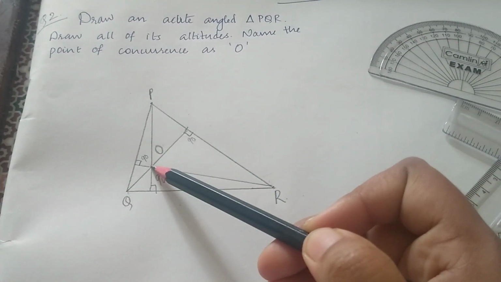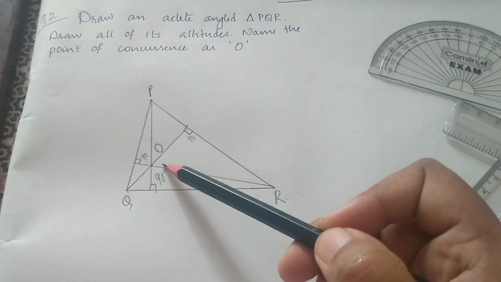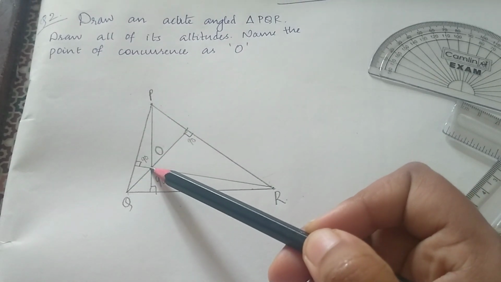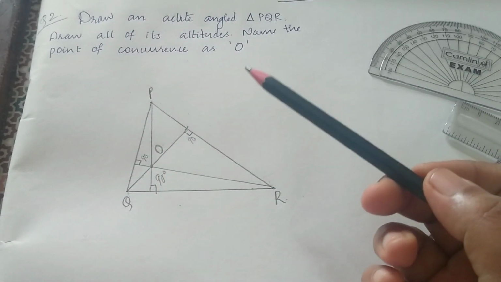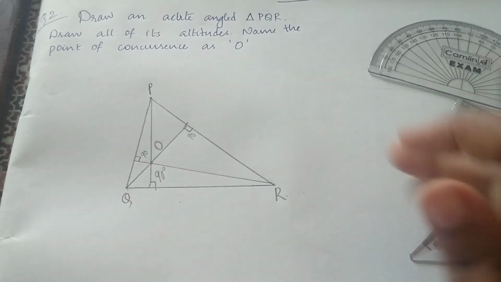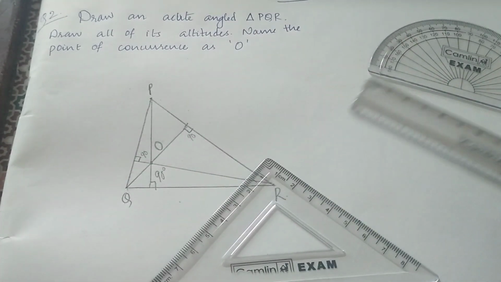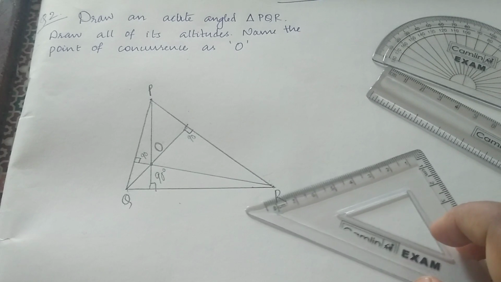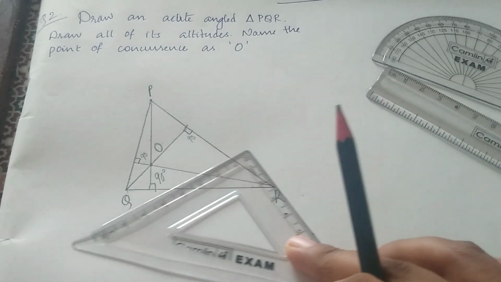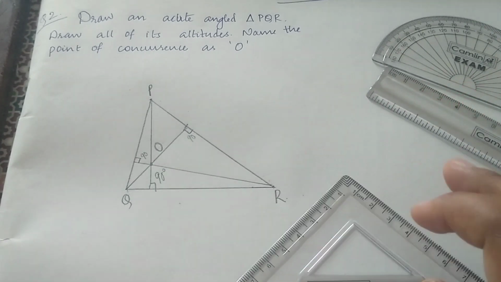So in an acute angle triangle, the orthocenter and the altitudes will always be inside the triangle. So we got it, we proved it, correct? So this is how you have to do. If a set square is there, that will be more beneficial to you all. That is very easy. We can do it easily with the help of a set square. Is that clear?